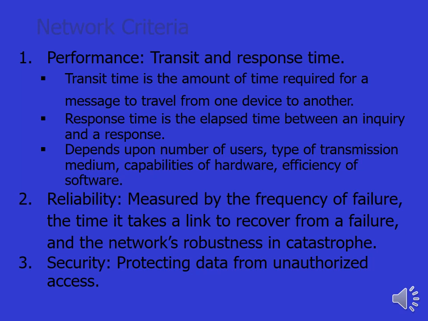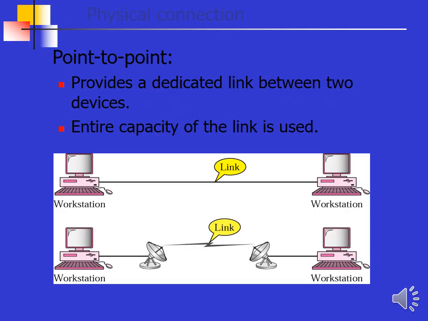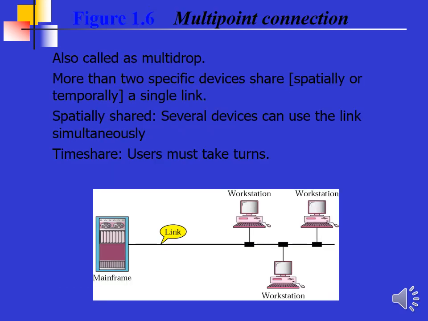Second is reliability, measured by the frequency of failure, the time it takes a link to recover from a failure, and the network's robustness in a catastrophe. Then security: protecting data from unauthorized access, which is a very important factor. Here you can see a physical connection. Point to point provides a dedicated link between two devices. The entire capacity of the link is used.